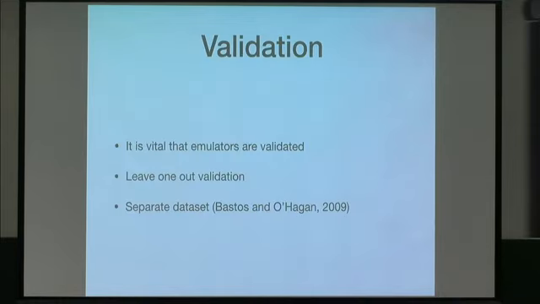The other way to do the validation, which is a better way, but it's more expensive, is to run a separate experiment and do the validation on that. There's a very nice paper by Bastos and O'Hagan on how to do that. When I've done that, I would combine the separate data set back with the original data set. I'm not going to throw it away and rebuild an even better emulator, so it's not purely wasted, but it is a little bit expensive.